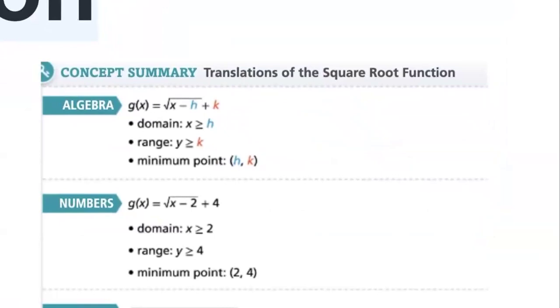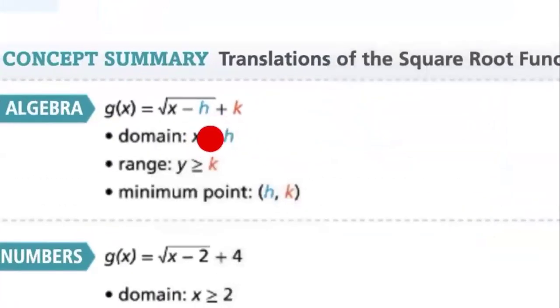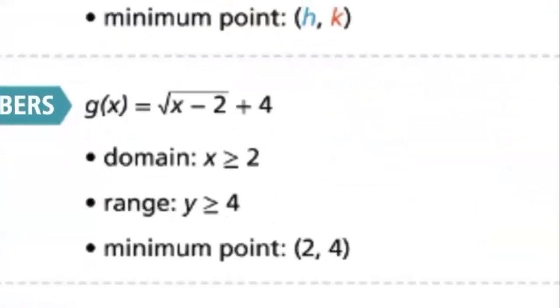To find the domain, all you have to do is set this greater than or equal to 0. That will give you the domain. The range is whatever is outside the radical. So this K is the range. And then you can find the minimum point of any radical by finding the domain and range. So in this case, H and K. So pretty easy. Here's an example.